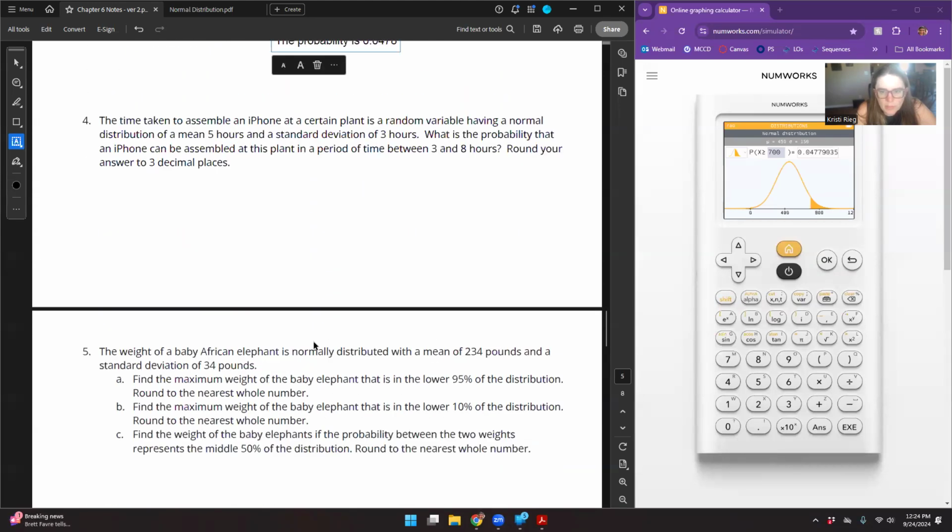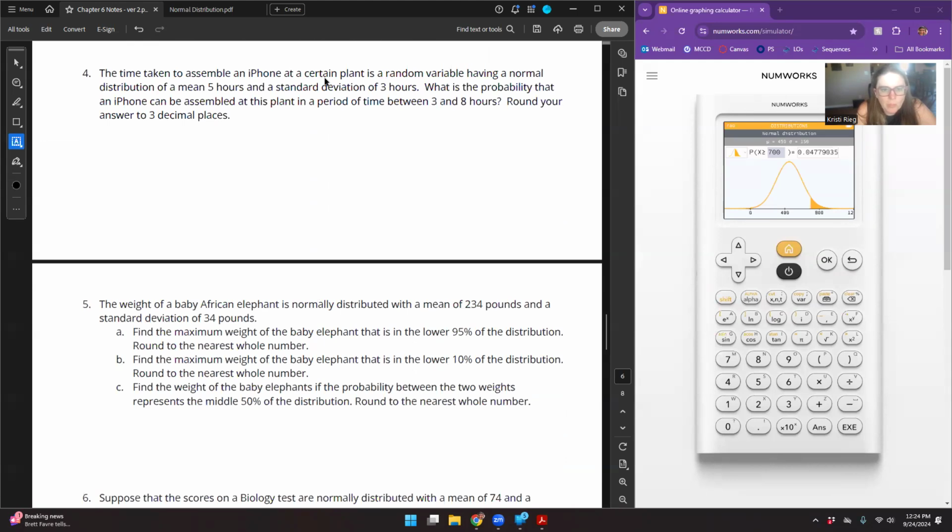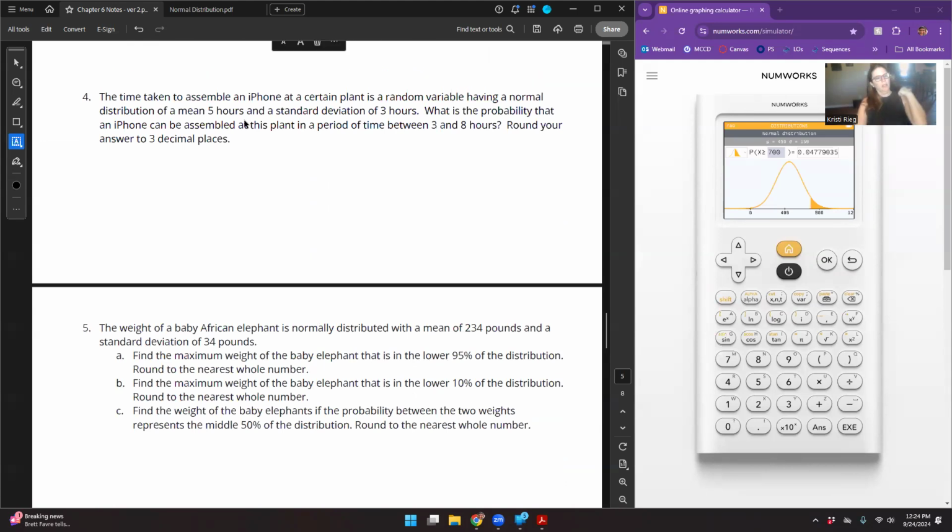Okay. This one is kind of like the first one. It says the time to assemble a power iPhone at a certain plant has a normal distribution with a mean of 5 hours and a standard deviation of 3 hours. What is the probability that it can be assembled between 3 and 8? And this time it tells us to round to 3 decimals.